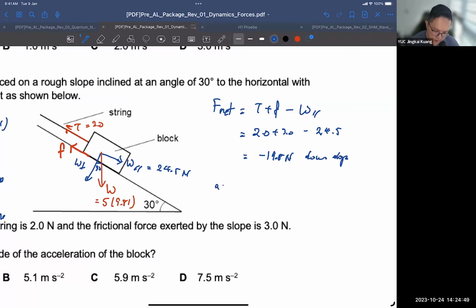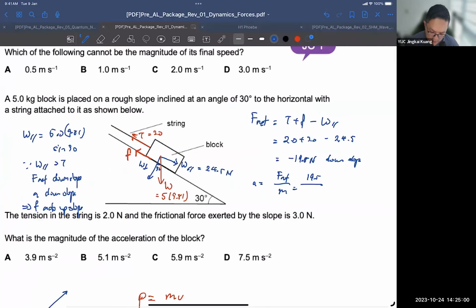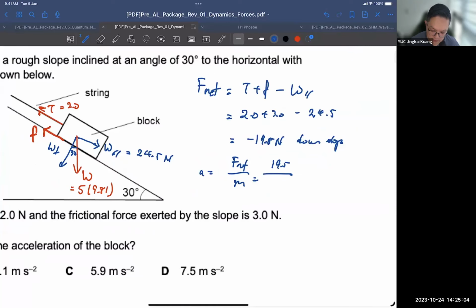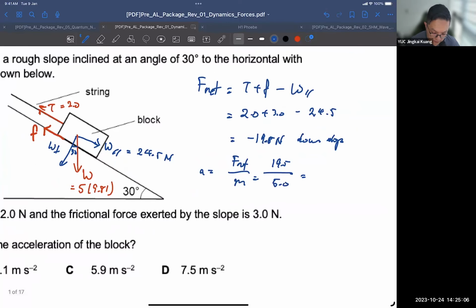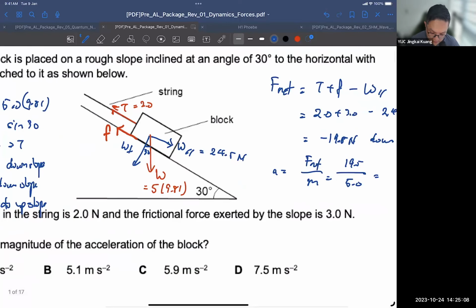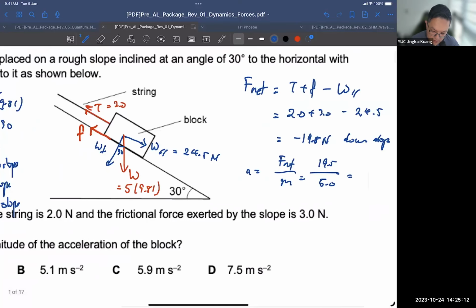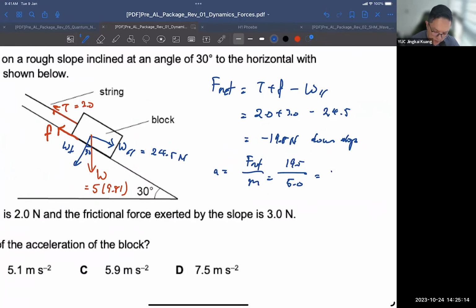Then you find acceleration. Acceleration will be F net over mass, so 19.5 divided by the mass, 5.0 kg. So this will be 3.9, because it's 20 over 5, 3.9 meters per second squared.